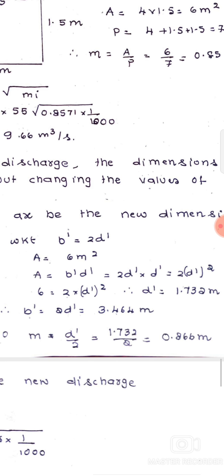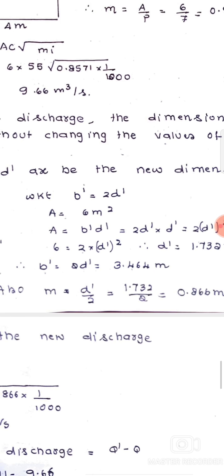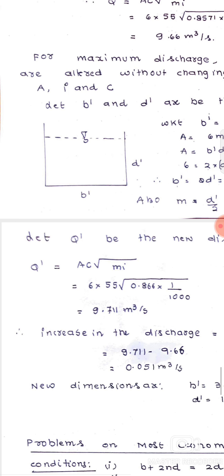Then B dash will become 3.464 meters. We can see that previously the width was 4 and the depth was 1.5. Now, for the same area, when B and D have been changed with respect to the most economical condition, D dash is 1.732 instead of 1.5 and B, instead of 4, becomes B dash as 3.464 meters. Then M is equal to D dash by 2, that is 1.732 by 2, so it becomes 0.866 meters instead of 0.857. So now the discharge is Q dash instead of Q.